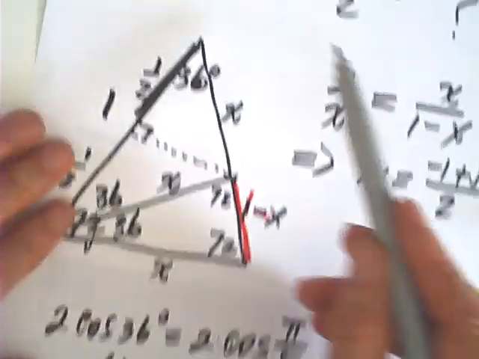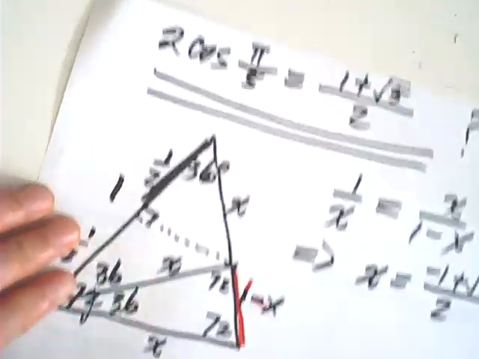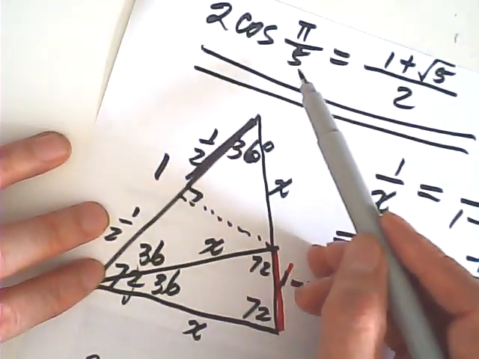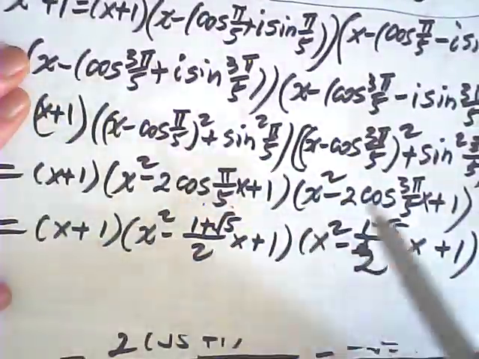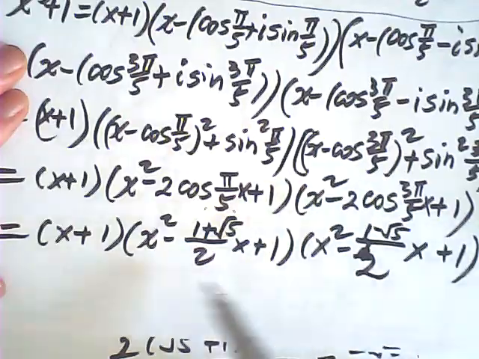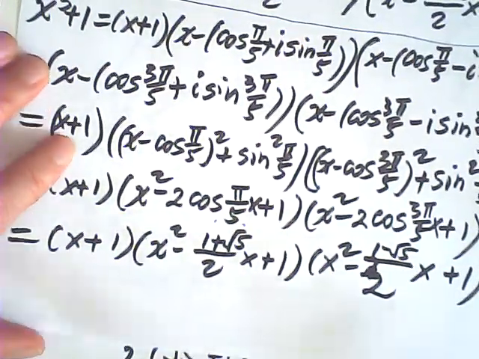All right, so we prove that this is true. Cosine pi over 5 times 2 is the golden ratio. Therefore, all the proofs here, the steps here making sense.